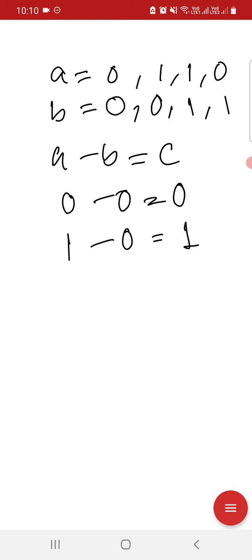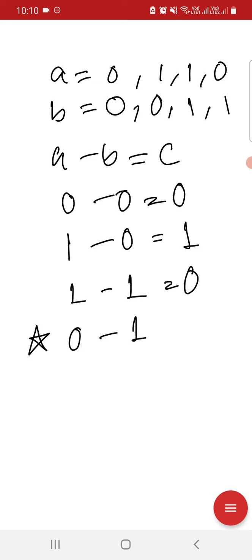1 minus 1 is also easy, because 1 minus 1 will be 0. But when we have to subtract 0 minus 1, that means subtract 1 from 0, that is the important thing. 0 minus 1 will be 1, but how is it possible? How can we subtract 1 from a 0? We need to take a borrow.